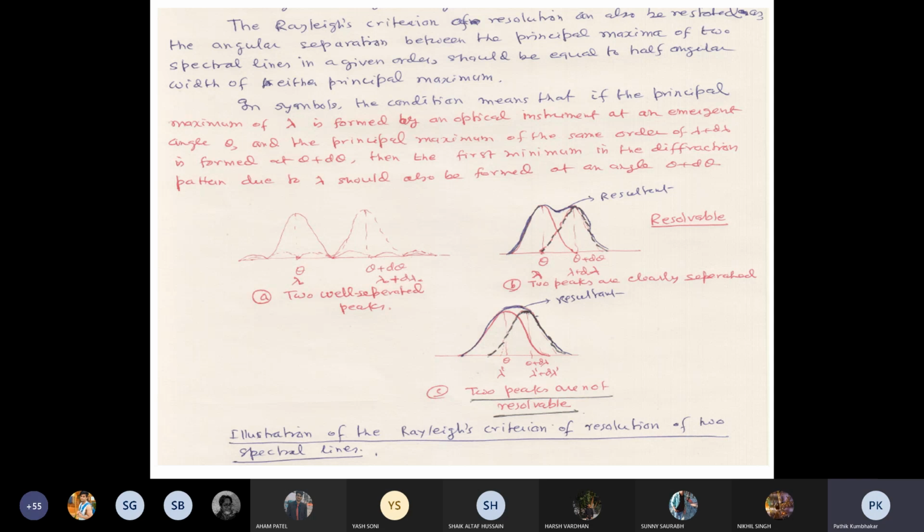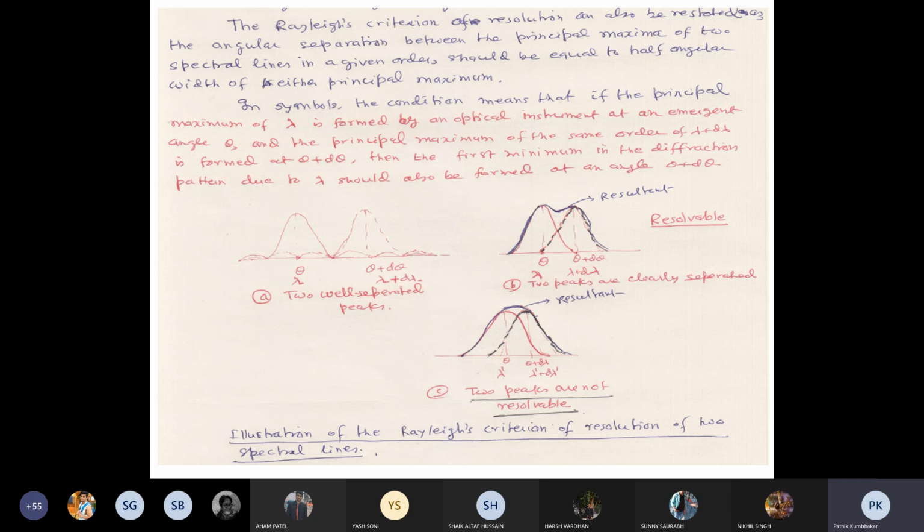Now in symbols, the condition means that if the principal maximum of lambda is found by an optical instrument at an emergent angle theta, and the principal maximum of the same order of lambda plus d lambda is formed at theta plus d theta, then the first minimum in the diffraction pattern due to lambda should also be formed at an angle theta plus d theta.